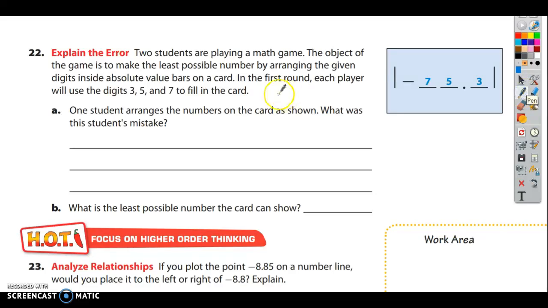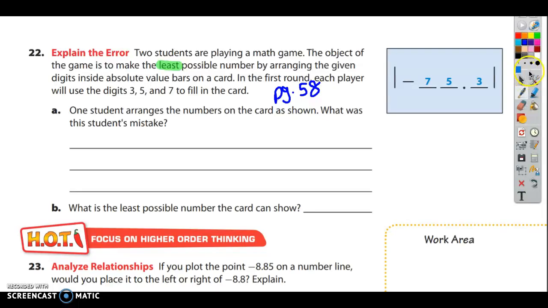We are on page 58. 22. Explain the error. Two students are playing a math game. The object of the game is to make the least possible number, pay attention to that, by arranging the given digits inside absolute value bars on a card. In the first round, each player will use digits 3, 5, and 7 to fill the card.